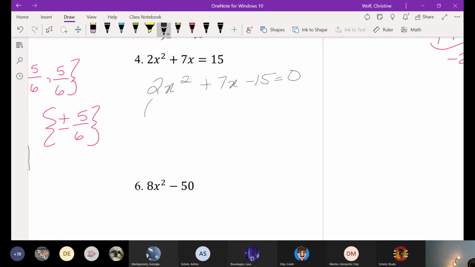OK? So, deviner et vérifier. So, je pense de deux nombres qui multiplient pour le premier ici. Il y a une seule option. That's always nice when there's only one option.